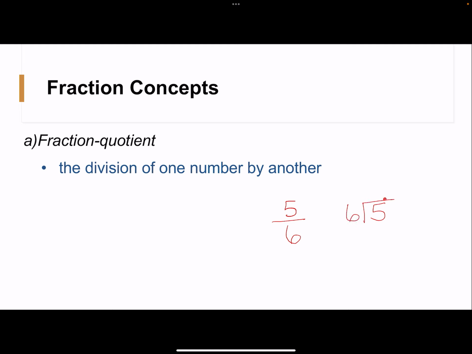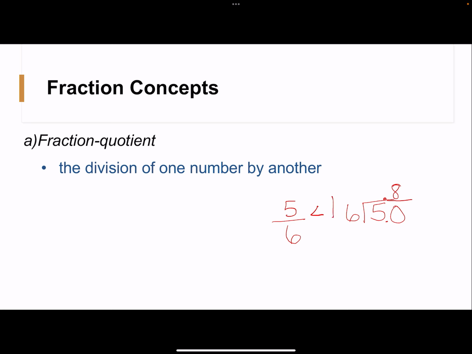So 6 does not go into 5, then we will continue on. 6 goes into 50, 8 times, and etc. You could convert that, but that is the division of one number by another. We know that when we divide numbers, 5 divided by 6, this has to be less than 1.